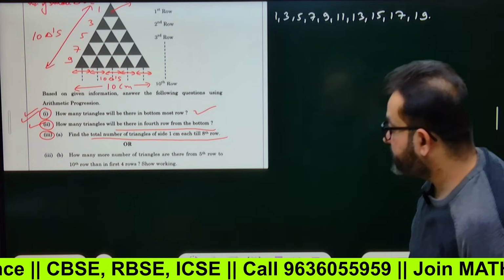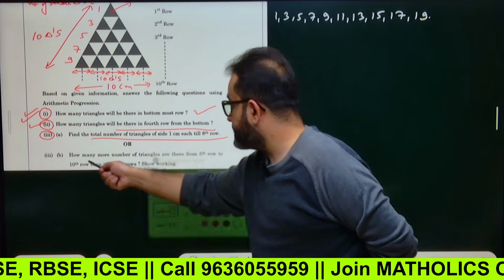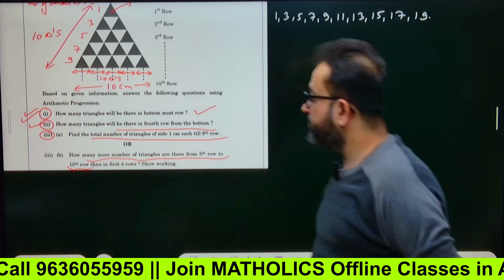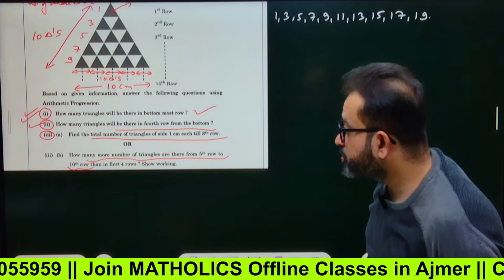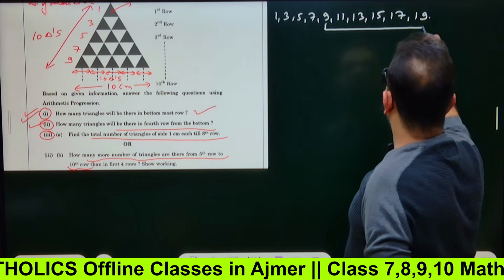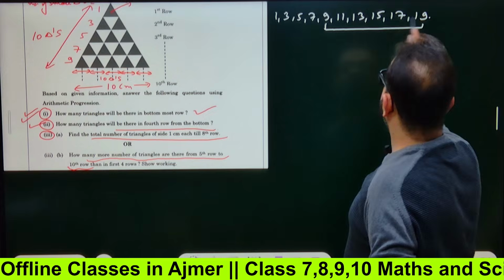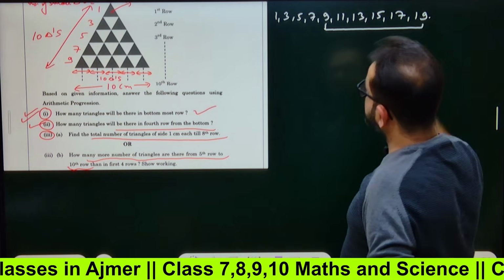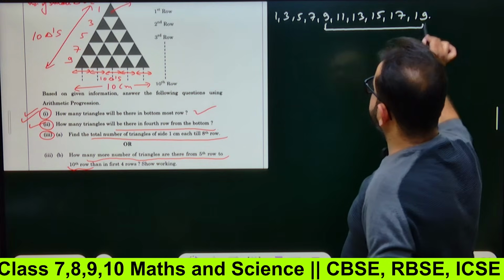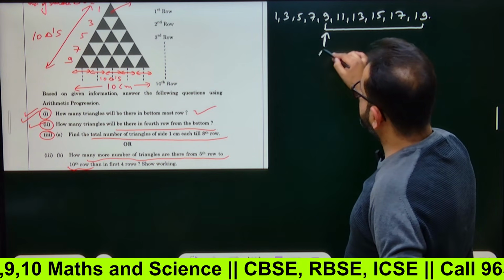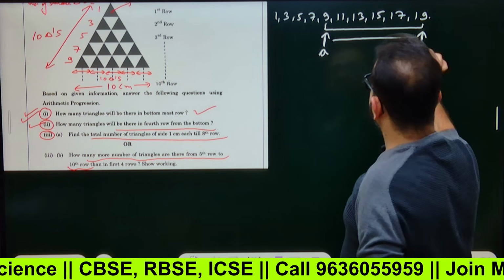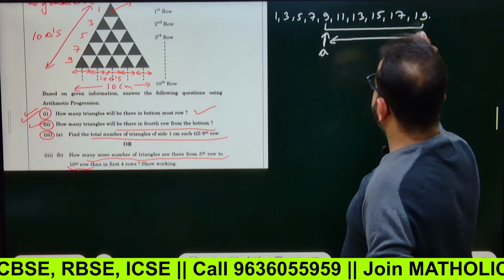Now, find how many more triangles are there from 5th row to 10th row. What does that mean? From 5th row to 10th row: 1, 2, 3, 4, 5, 6, 7, 8, 9, 10. So we have to find the sum of this. Our first term will be a, the last term will be 19, which is l, and the number of terms will be 1, 2, 3, 4, 5, 6, so 6.